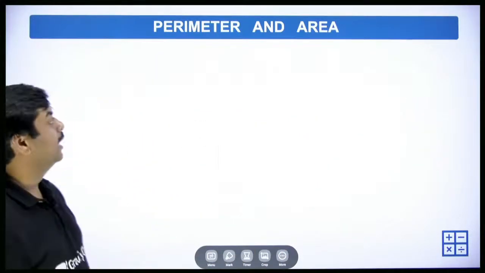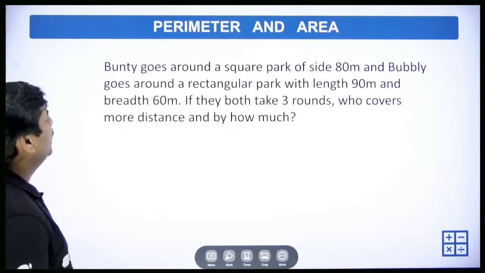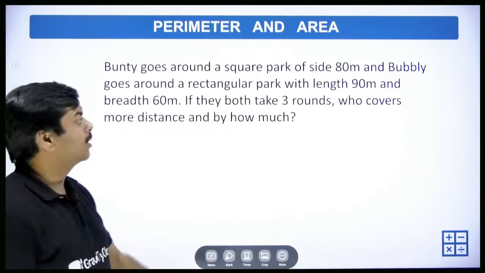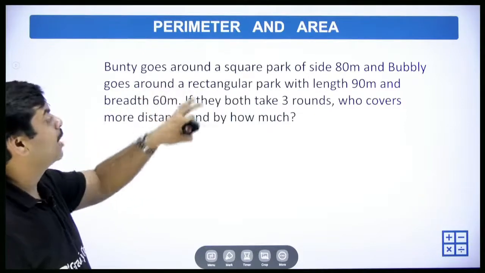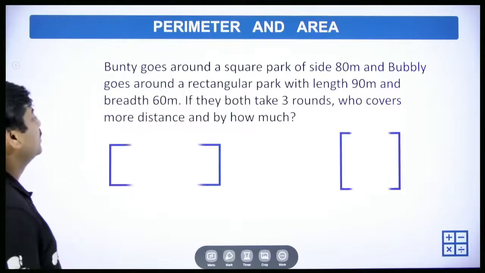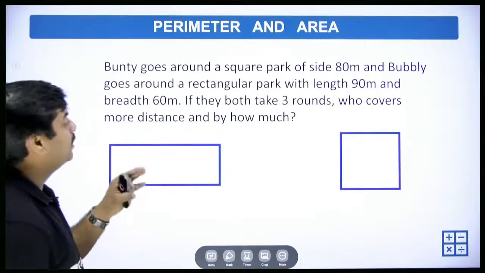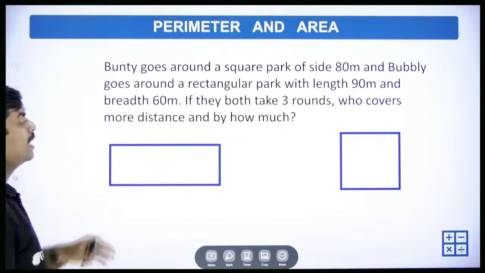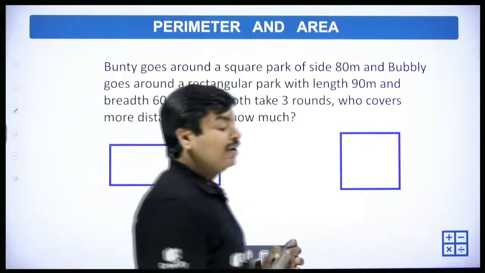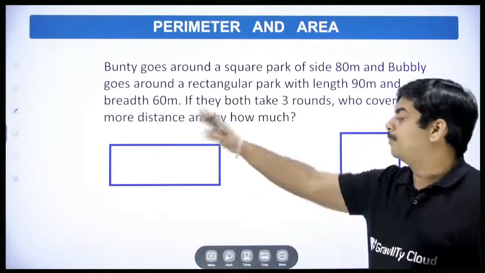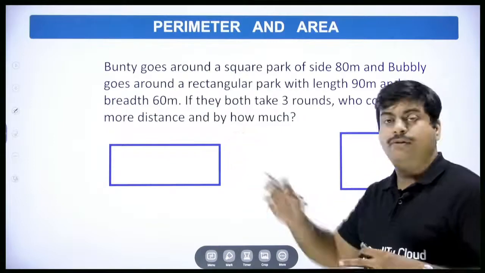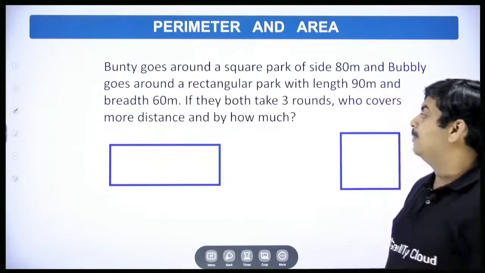Okay, so moving ahead. Bunty goes around a square park of side 80 meters and Bubbly goes around a rectangular park with length 90 meters and breadth 60 meters. If they both take 3 rounds, who covers more distance and by how much? Covering the distance is nothing but perimeter. If you're traveling around the park, that is the perimeter, right?